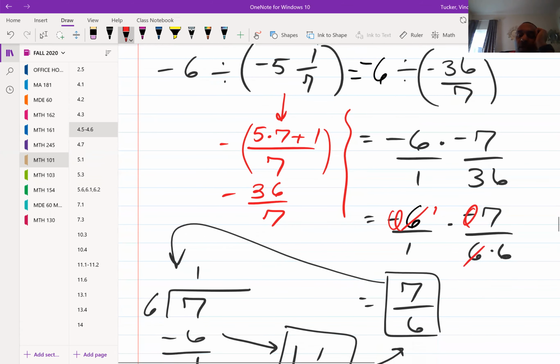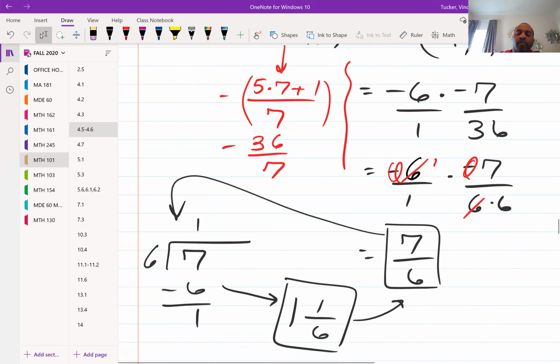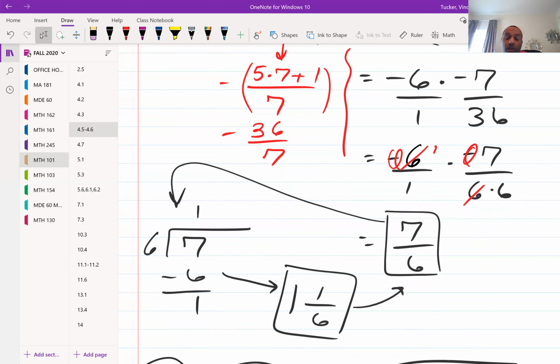So you multiply across, that's 7 times 1, and then on bottom, 6 times 1, which is just 7 over 6. And once again, if you want to convert it back to a mixed number, 6 goes into 7 one time, and then 7 minus 6 will be 1, so it's 1 and 1/6.